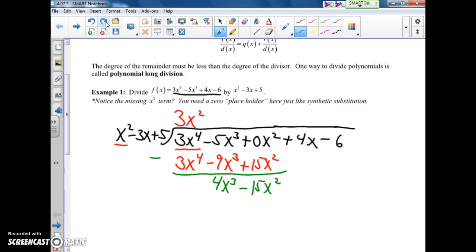What are you going to do with these two things? Bring them all down. That's right. You guys know this from elementary school. You're just going to bring it down. So there's that one, I'm bringing it down, and there's that, I'm bringing it down. Does that make sense?